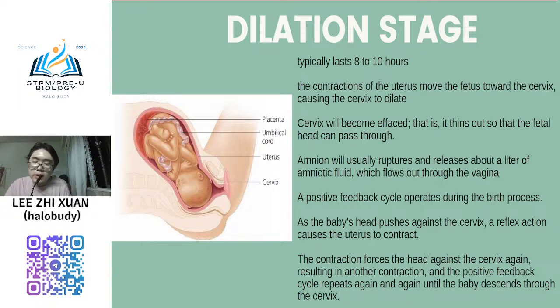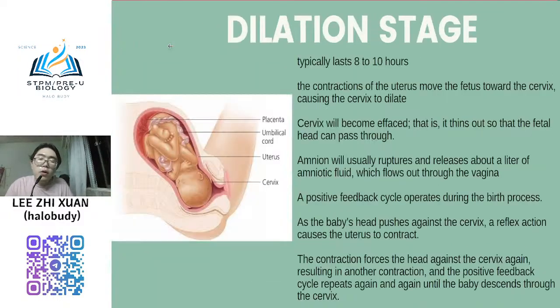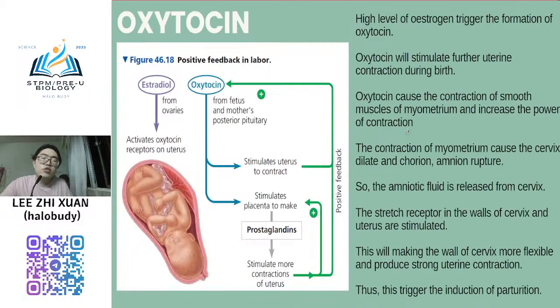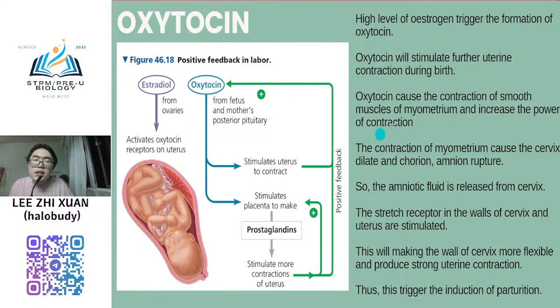Okay, so I already mentioned, right? In the early stage, your amniotic fluid will be ruptured. So who will cause it? Estrogen, right? You're not mistaken. So not estrogen, oxytocin. This hormone plays the role of causing the amnion to rupture. So a positive feedback mechanism will operate during the birth process. Oxytocin is a very important hormone during the parturition process. So during the parturition process, you need to mention the oxytocin first inside the parturition stage.